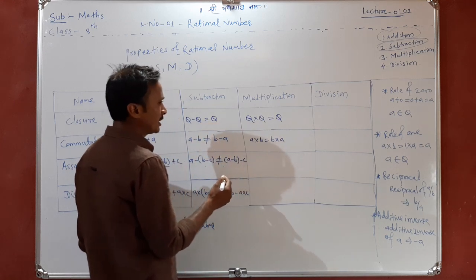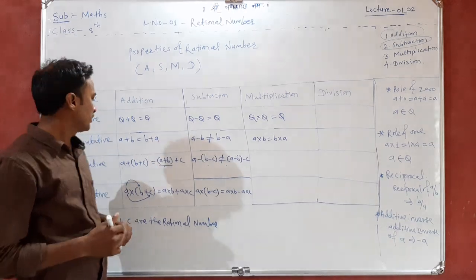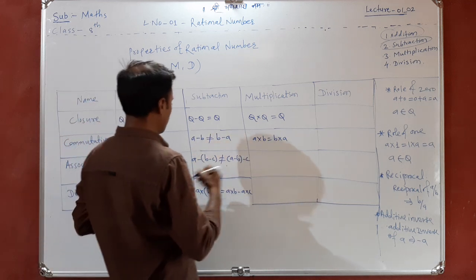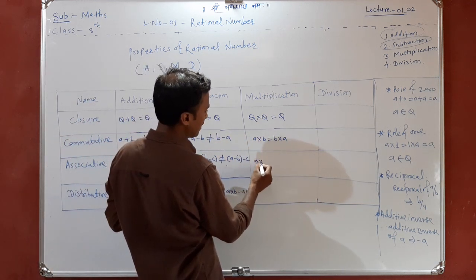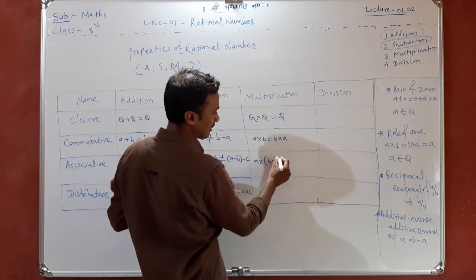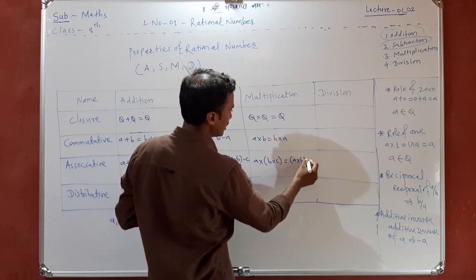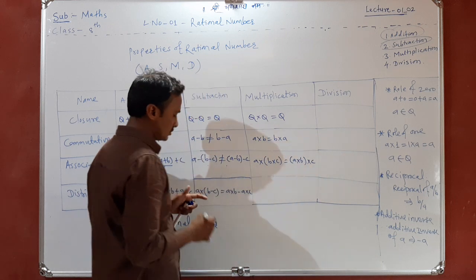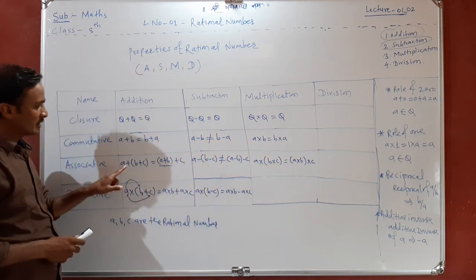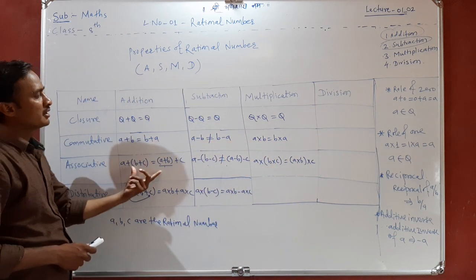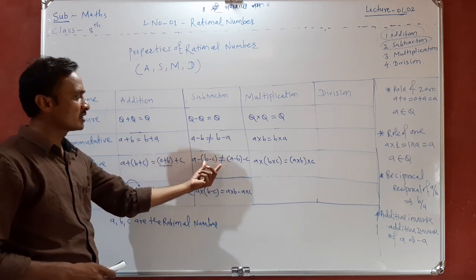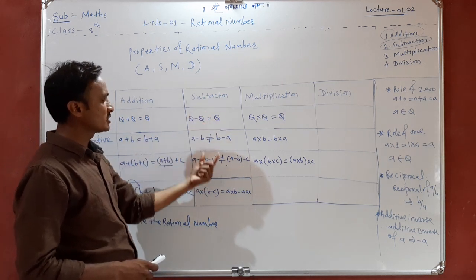Now next is the associative property. Now see here, a multiplied by in bracket b multiplied by c is equal to a multiplied by b into c. Now see students, the same I am writing here; there plus was there, the same a, b, c are there, only the sign got changed. Why? Because it's the subtraction.